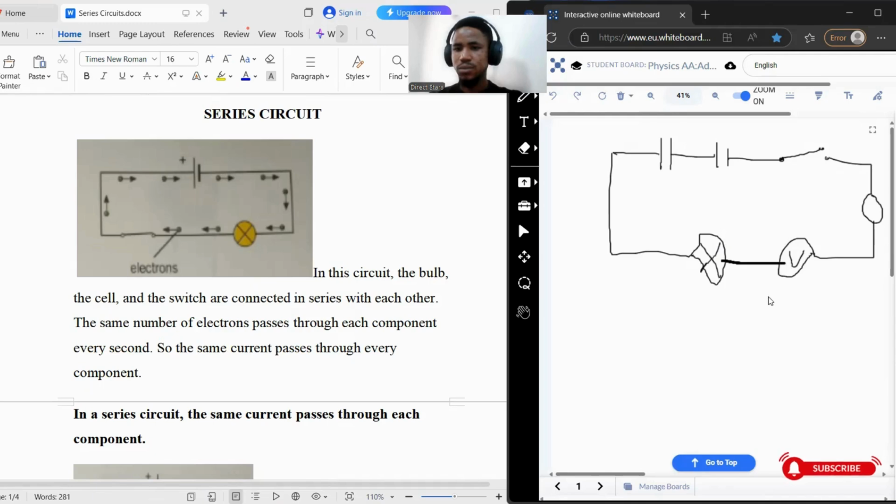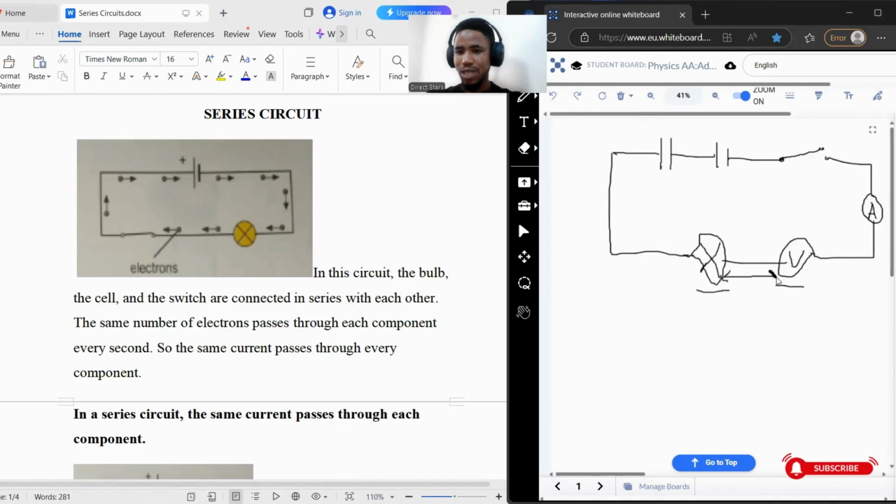Okay. So now this component, which is the lamp here, and the voltmeter here, they are connected in series. Why are they connected in series? Because it's a connection from head to tail. Because this is from the head. The current coming from this ammeter is the same current that flows through this voltmeter back to the lamp itself. So this is what we call head to tail connection.